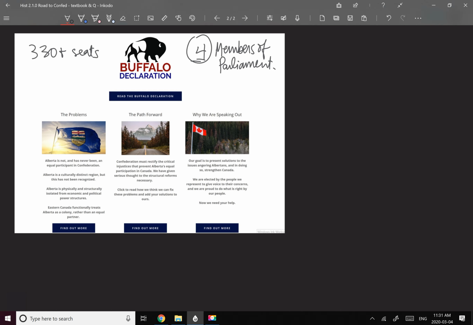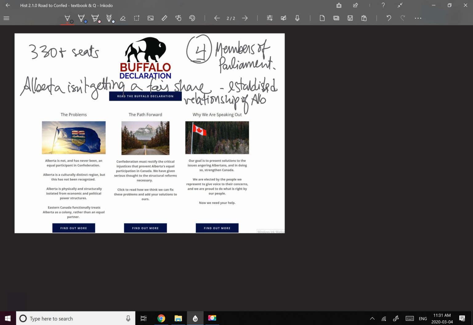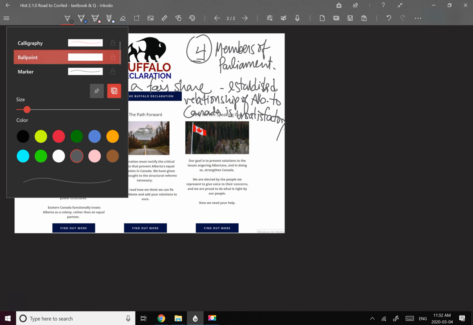But it's this idea that Alberta isn't getting a fair share. It's an idea that the established relationship of Alberta to Canada is unsatisfactory. And there is an interesting idea that they have in their approach to this.